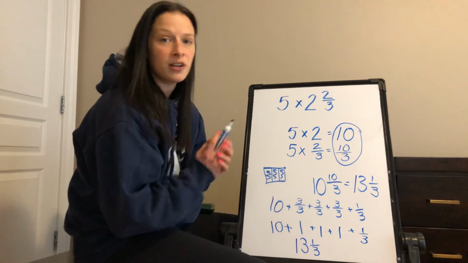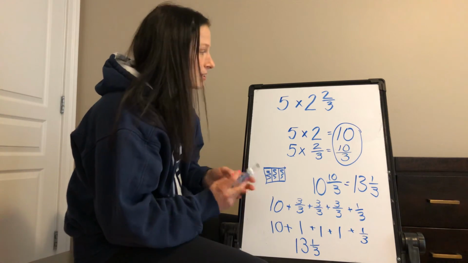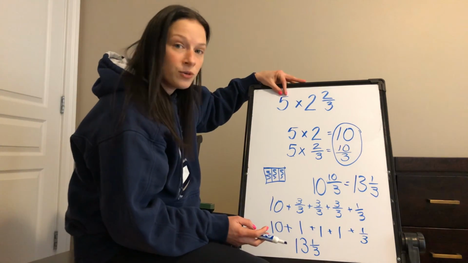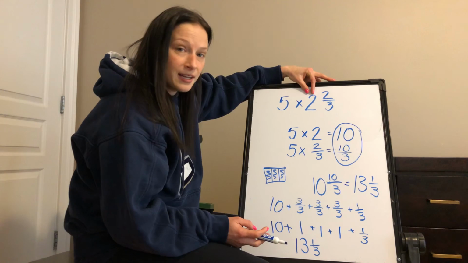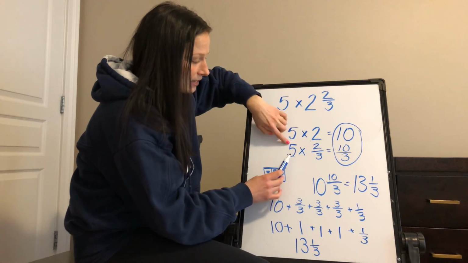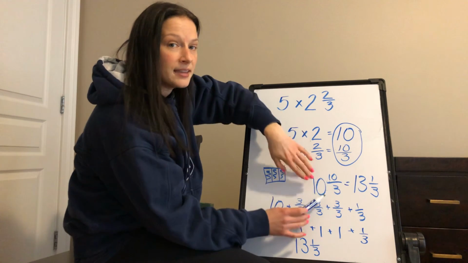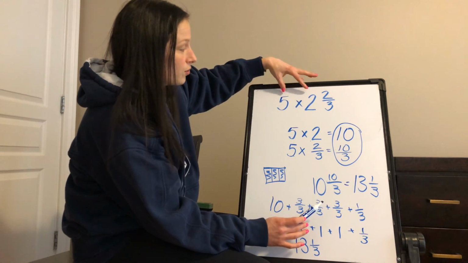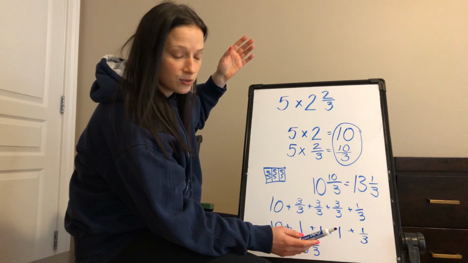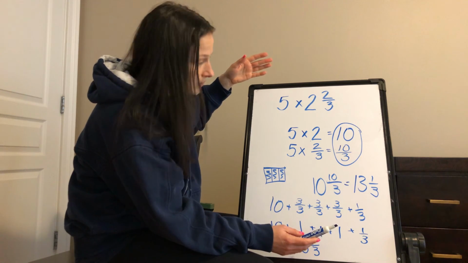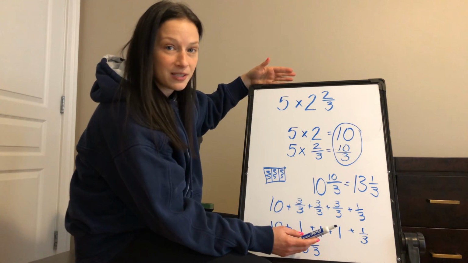So that's how we're going to be multiplying a whole number times a mixed number. You're going to take the whole number and multiply it by the whole number. Then you are going to take the whole number, multiply it by the fraction, and then we combine. So it's similar to a strategy you learned with whole numbers called keeping one number whole. This is how we're going to do it with mixed numbers.